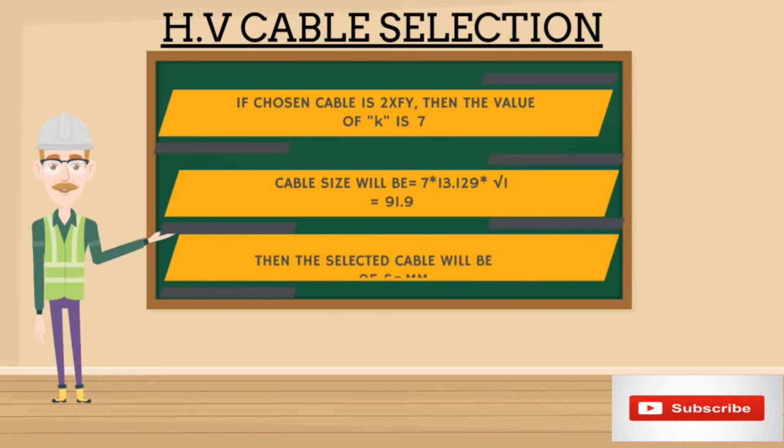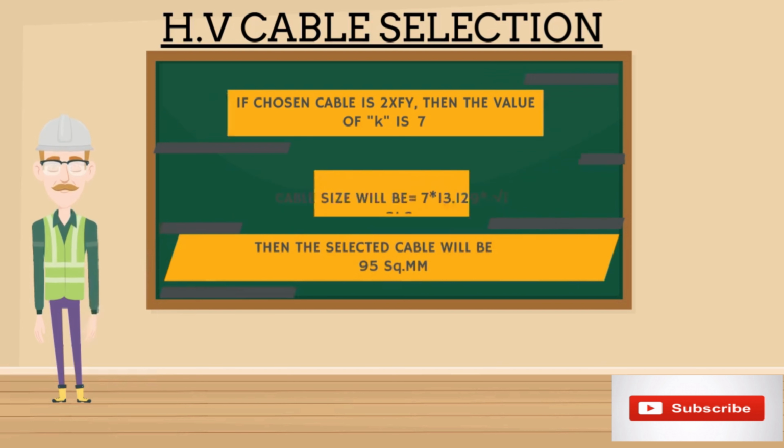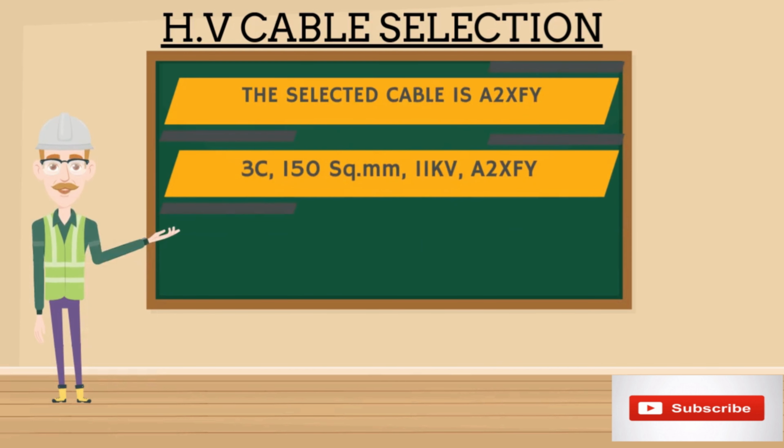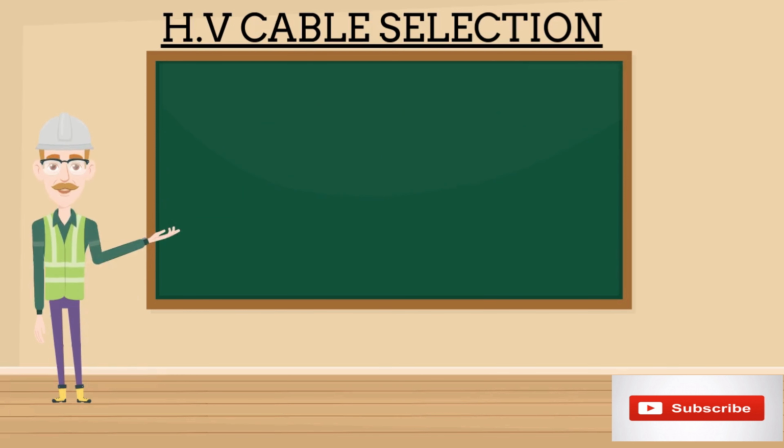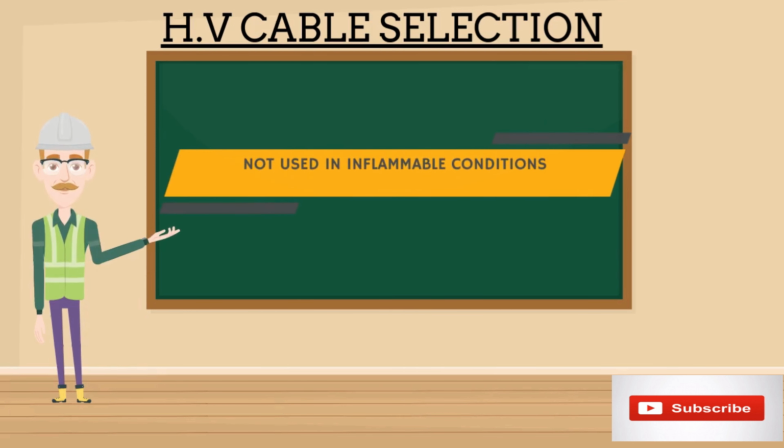So finally we select the economic cable A2XFY, and the specification of the cable is 3 core 150 square mm 11 kV A2XFY cable. Remember, these cables are not applicable in inflammable working conditions like in petrochemical stations or in refineries.